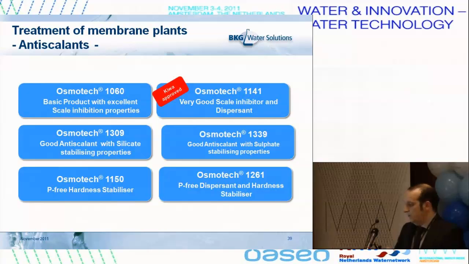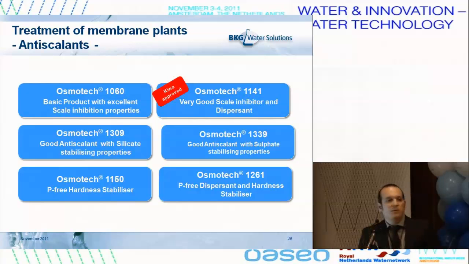So a short overview of some antiscalants that we have. There are different antiscalants for different application fields. For example, Osmotec 1141 is a product that we can also use for the production of drinking water. That's why it's KIWA approved. We develop products against silicates, against sulfates, P-free hardness stabilizers, P-free dispersants. Just to show it's not only one chemistry. You really have to select the right chemistry for every specific case to avoid problems in systems.